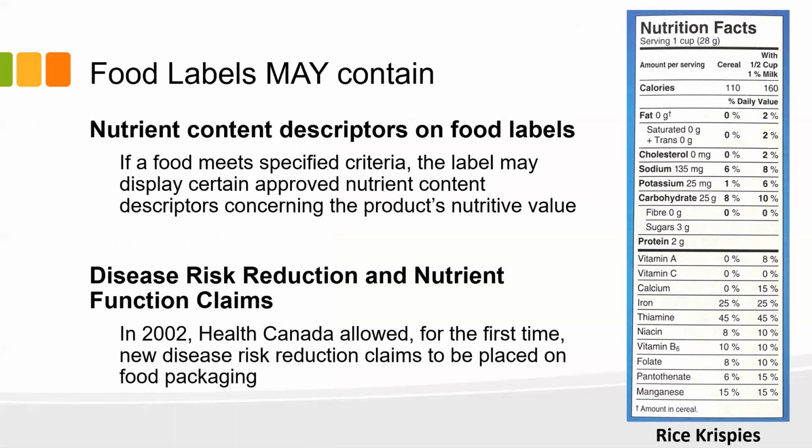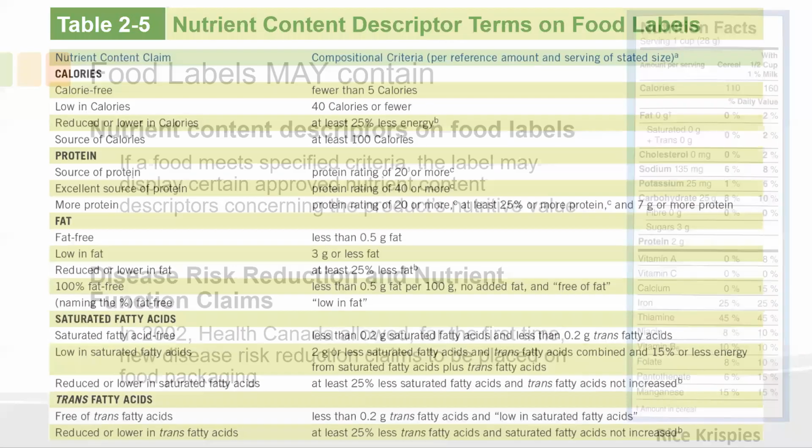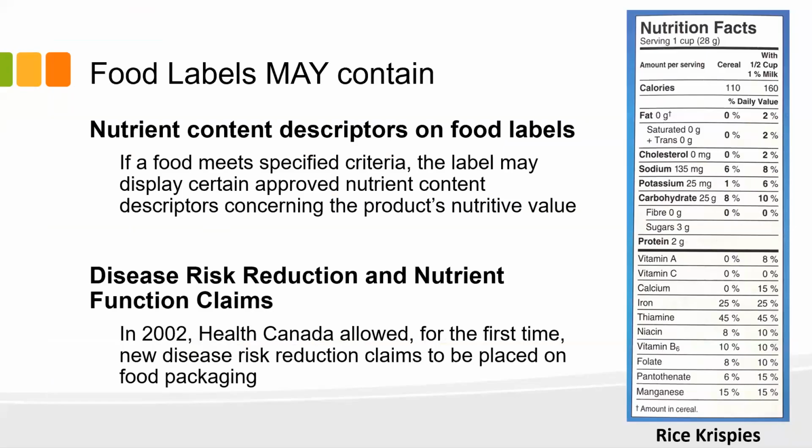So, things that food labels may contain, right? Nutrient content descriptors, disease risk reduction claims. Sometimes they can display things like that on their food labels. The big one is the disease risk reduction claims, and I have a chart here in the next slide, or maybe it's a couple of slides later, that talks about that. This has been legislated apparently since 2002 about what you're allowed to say about your product, and we'll get to that.